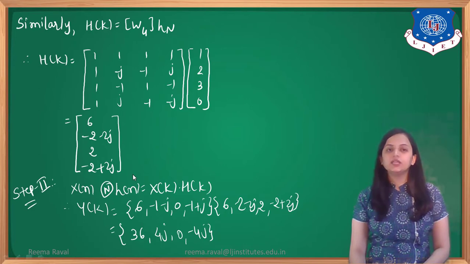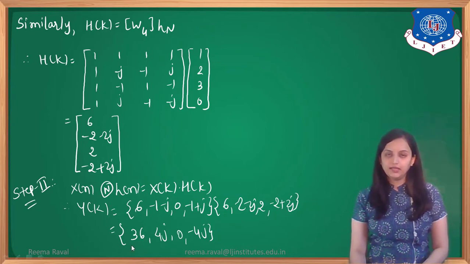Now the next step is to multiply these two DFTs to obtain y of k. So the next is y of k, that is the multiplication of x of k and h of k. In our case, x of k is 6, minus 1 minus j, 0, minus 1 plus j, and it is to be multiplied with this value, that is 6, minus 2 minus 2j, 2, minus 2 plus 2j. By multiplying the respective elements, we will get y of k, that is equals to 36, 4j, 0 and minus 4j. Now the next step is to find the IDFT.